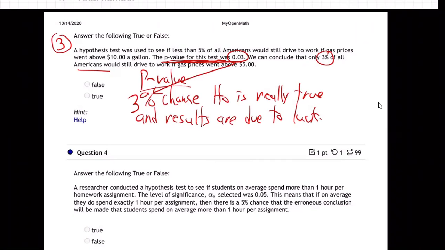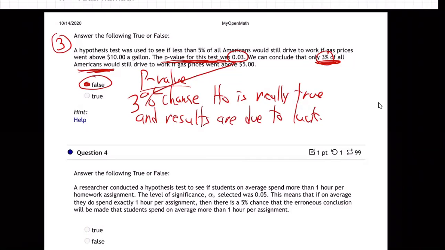So is that the same thing as 3% of all Americans? No, not at all. That's just completely different. P-value is the chance of luck, not the percentage of people that do anything. It's totally different. Does that make sense? So they're testing if you really know what a p-value is.